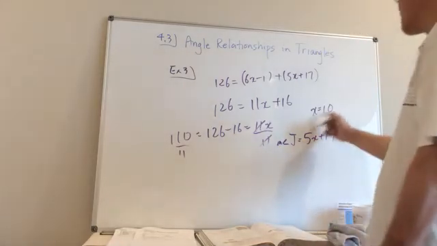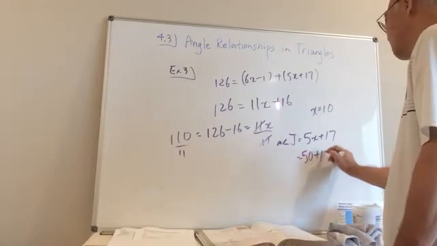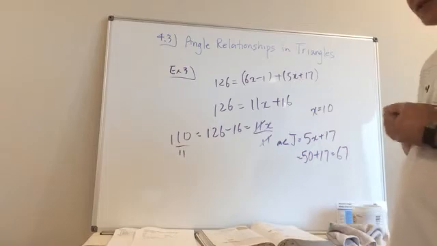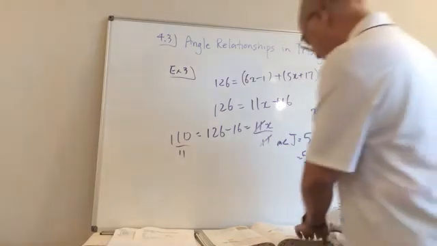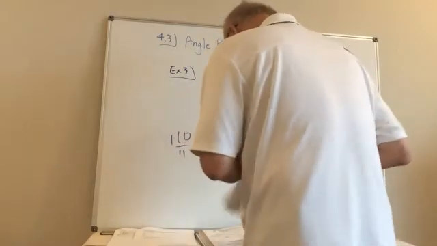So now I have to put this in here. So 5 times 10 is 50. So the angle measure J is 67 degrees, okay? 67 degrees. All right, let's flip the page, go to page 234.